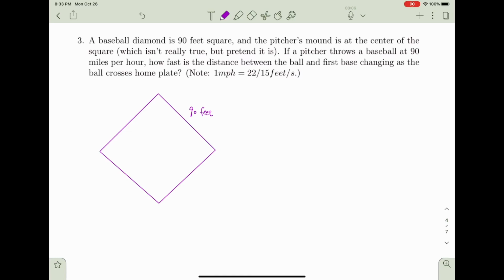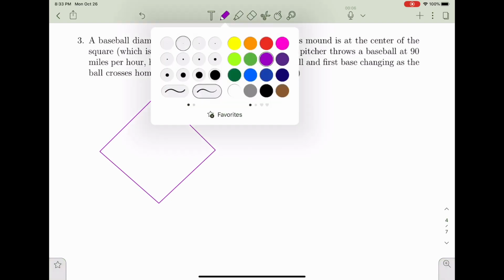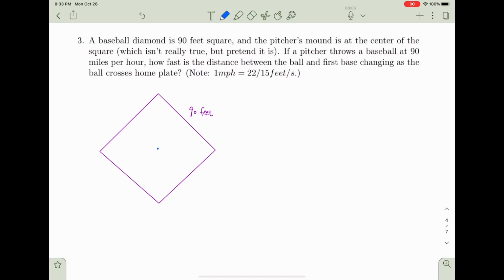And what we know is the pitcher is at the center of this square. So the pitcher is kind of here, right? And throws a ball at 90 miles per hour. The speed is given. So let's say he's throwing a ball in this kind of direction. And we also know how fast the distance between the pitcher and the ball is changing, right? The rate of change is 90 miles per hour, as the ball is thrown out in this way.